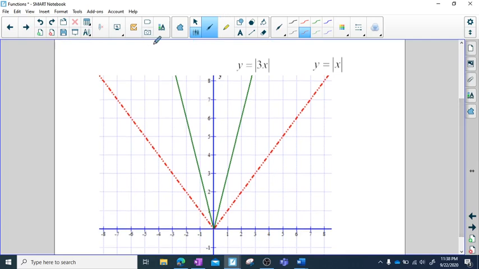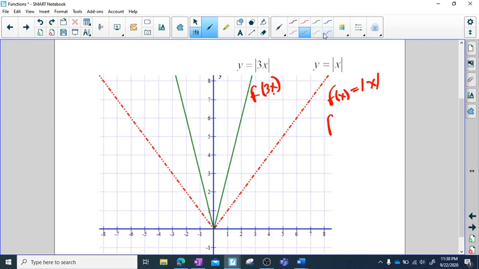So this time my function in red, f of x, the base function, is the absolute value of x. Now this one would be an example of f of 3x. So I've put 3x in where the x used to be. Now I want you to look at the impact on the graph. I just did this on a piece of graphing software, Desmos, and here's what it came out to look like.